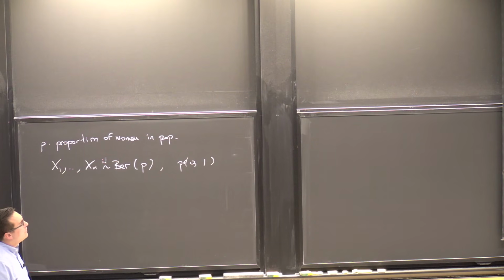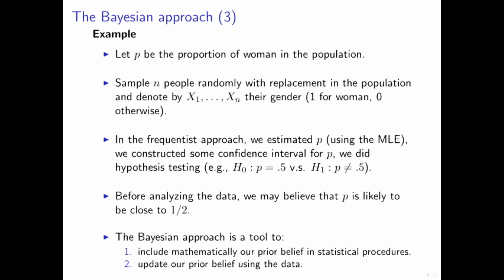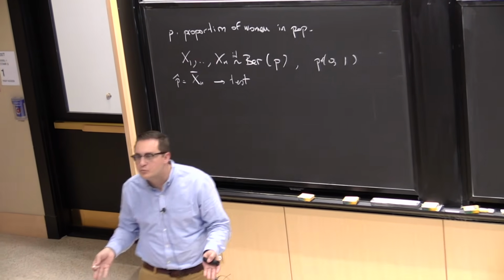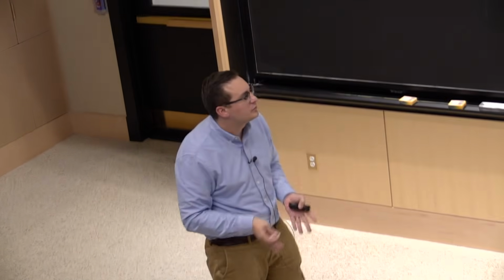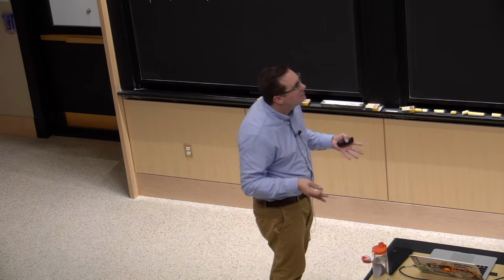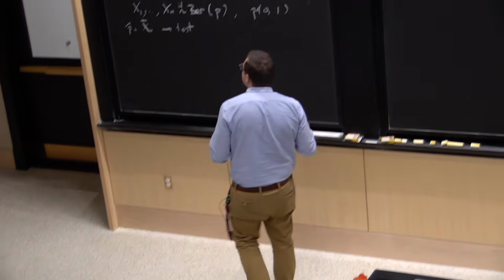Now the question is, I sample these people randomly and denote their gender. The frequentist approach was just saying, let's estimate p hat as X_n bar. And then we could do some tests. Here there's a test: I want to test maybe if p is equal to 0.5 or not. That sounds like a pretty reasonable thing to test. But we also want to maybe estimate p.